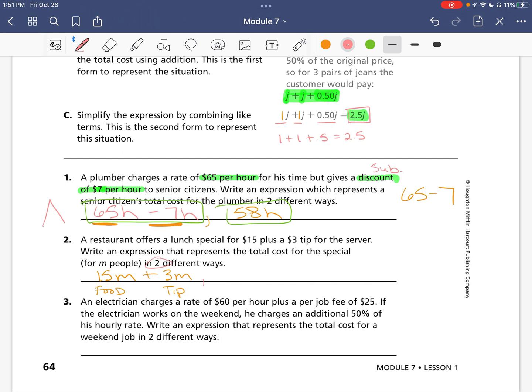Okay, you can always look at our other examples, because our other way is to look at our coefficients, 15 plus 3. Our other way would be to add those together to be 18m.